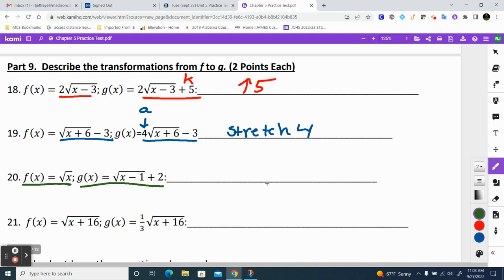So this has a minus. This is in our H spot. Remember, H's are weird. It's the opposite. So this goes to the right one. This is in our K spot. It's positive, so it goes up 2. Remember, you can write the words or you can write the directions.